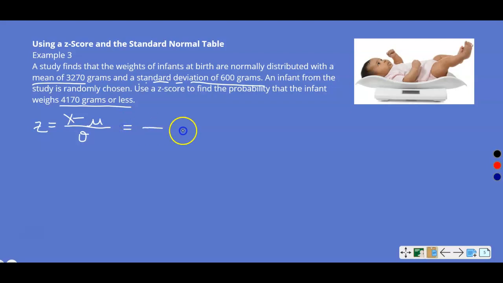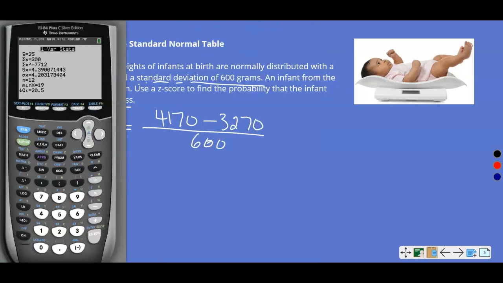So we're going to say z equals 4,170, our x, minus our average. Up here it says our average is 3,270, and it's over our standard deviation, which is 600. All right, so let's pull up our calculator and see what that equals. So we got 4,170 minus 3,270, and then divide that by 600, and we get a z-score of about 1.5.